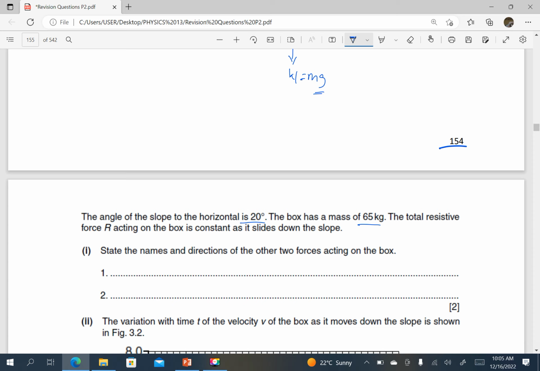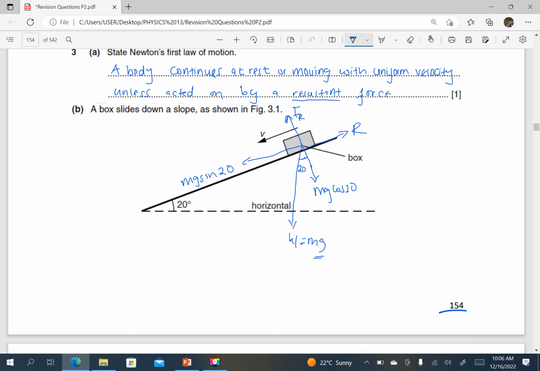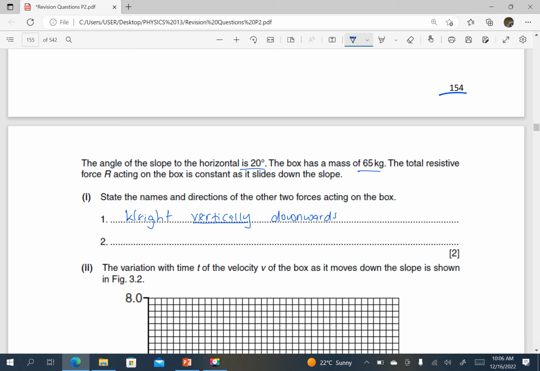State the name and directions of the other two forces acting on the box. Of course, it has a mass, it has weight. So the first force is weight, and the weight is vertically downwards. Not just downwards, the word vertical is going to be very important here. And number two, we also have another force which I call FR, that is the normal reaction force, which is perpendicular to the slope. The weight is vertically downwards.